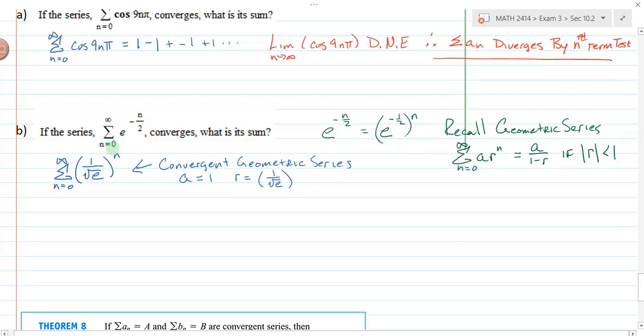Since our series starts at 0, that means that the sum is going to be equal to a over 1 minus r. So for this series, we would say that the sum is going to be 1 divided by 1 minus 1 over the square root of e.